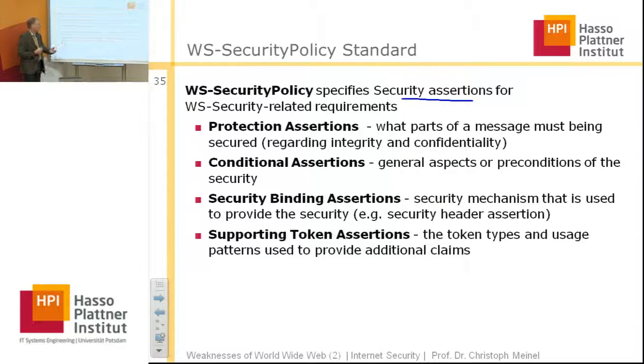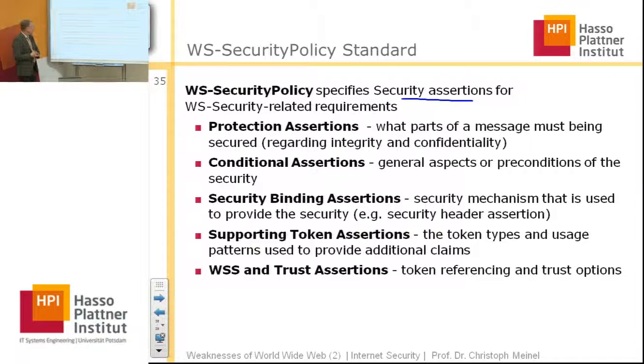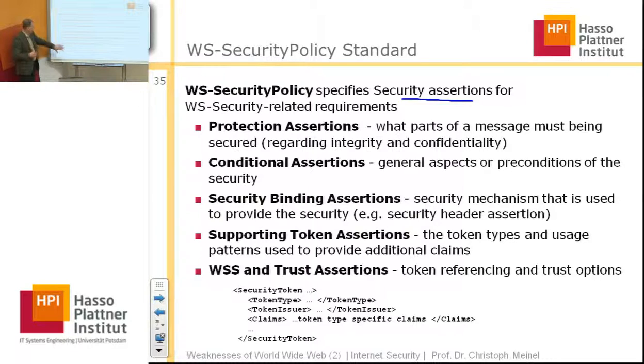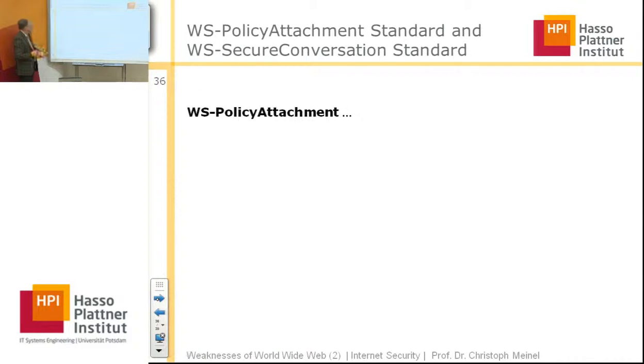This provides a possibility to describe the token type and the usage pattern used to provide additional claims. And then we have web service security and trust assertions, the token referencing and trust options that are used. And this looks in this way. So here, only to give you a short impression of these types of mechanisms.